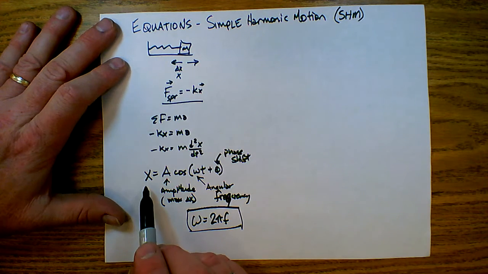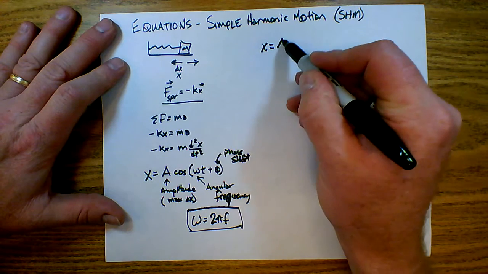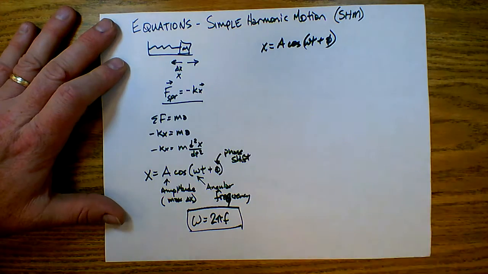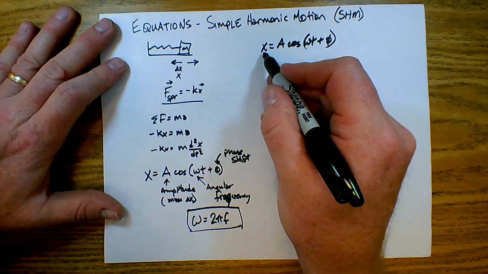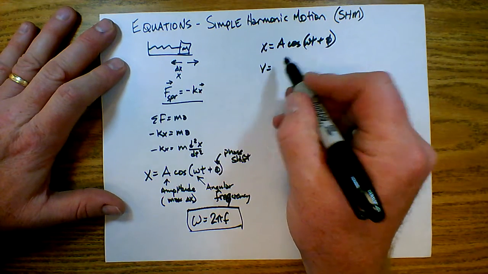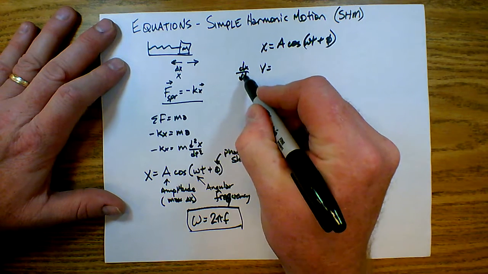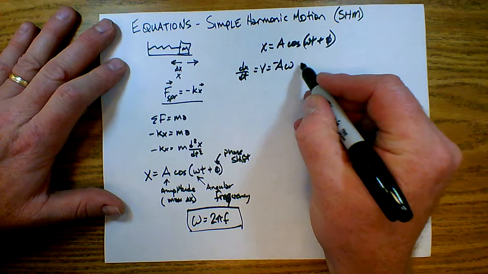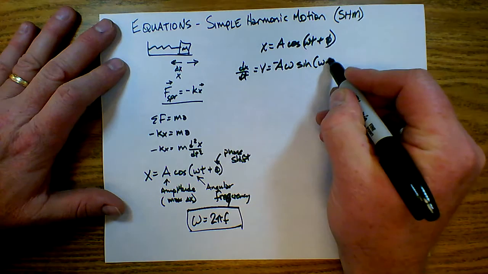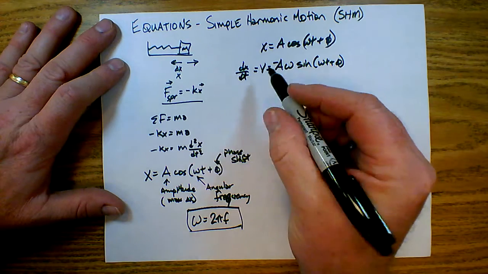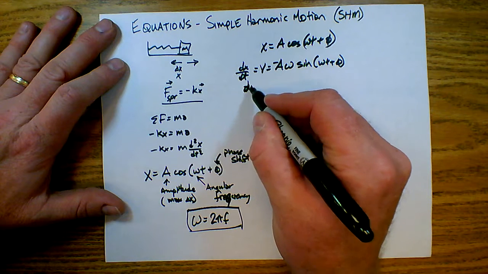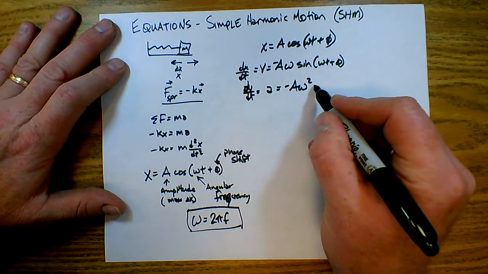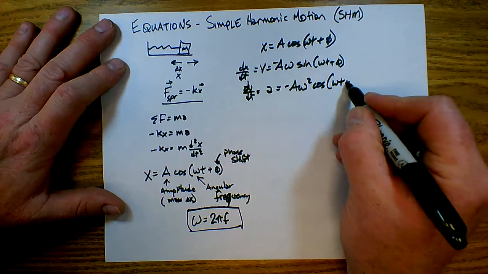Now, looking again at this equation, x equals A cosine omega t plus phi. The derivative of x with respect to time is the velocity, and so we end up with velocity equals negative A omega sine omega t plus phi. And the acceleration, which is dv dt, is minus A omega squared cosine omega t plus phi.